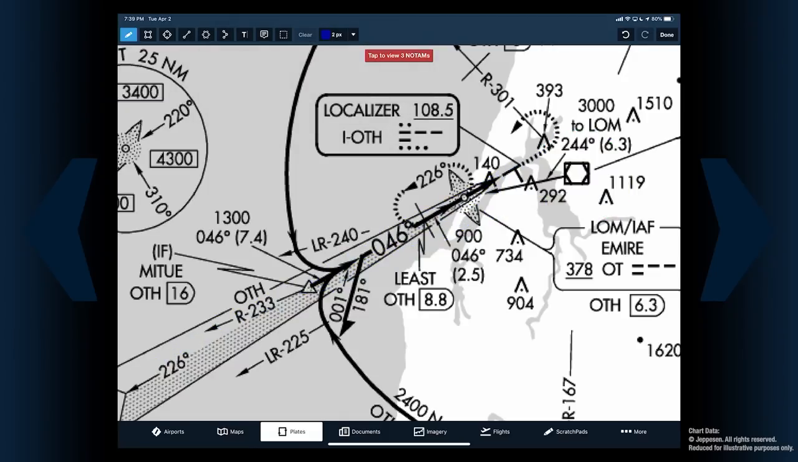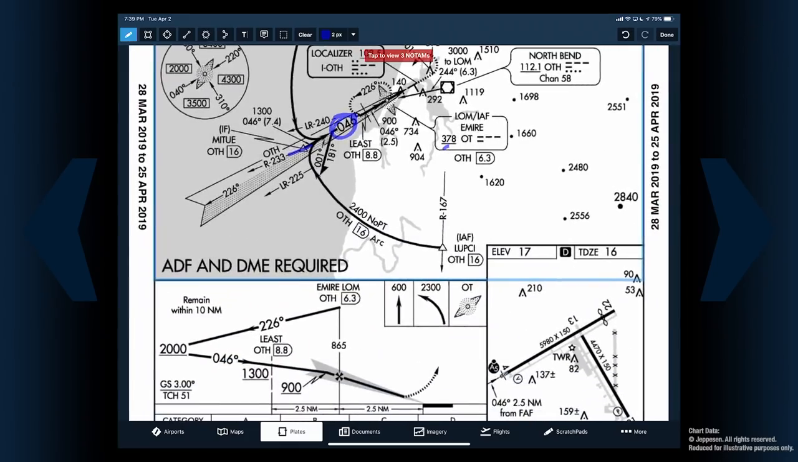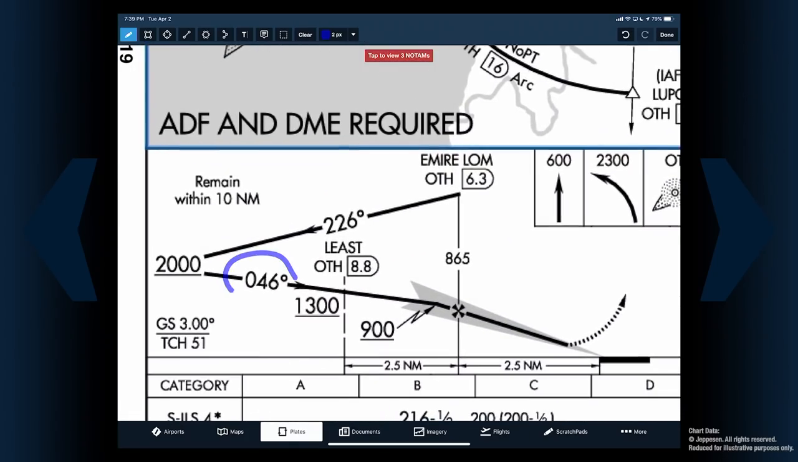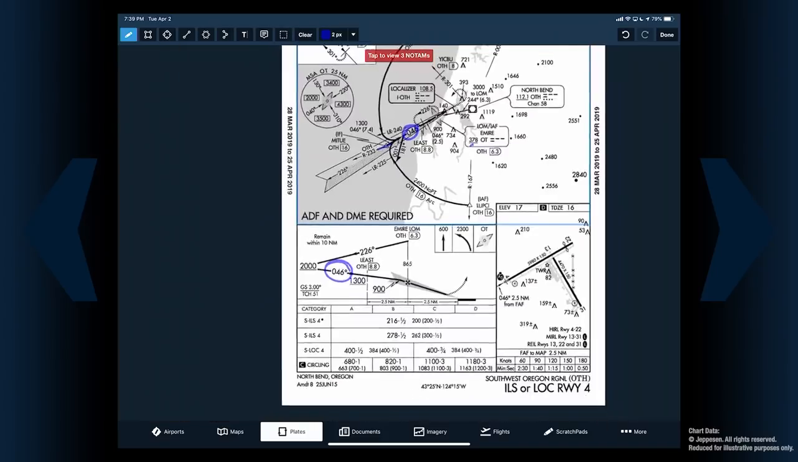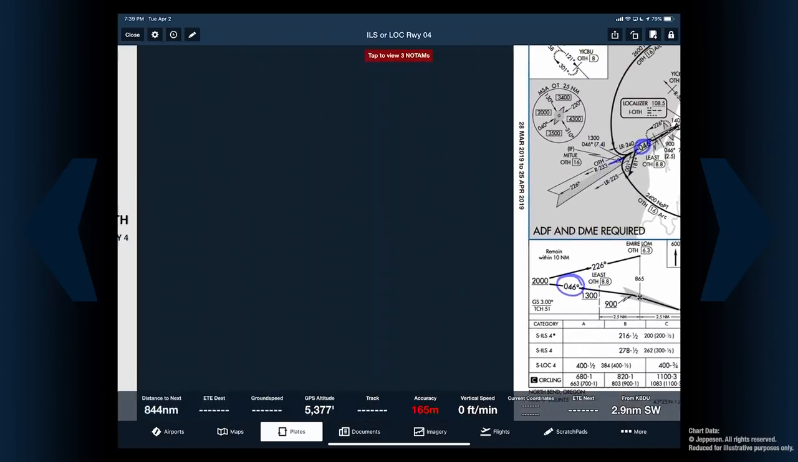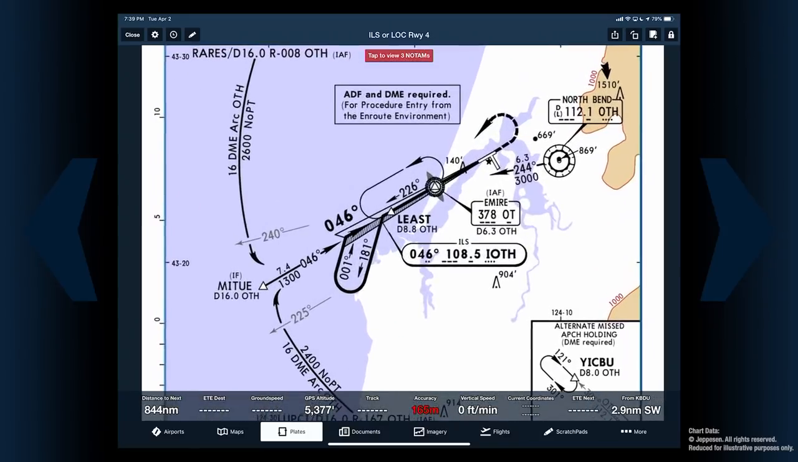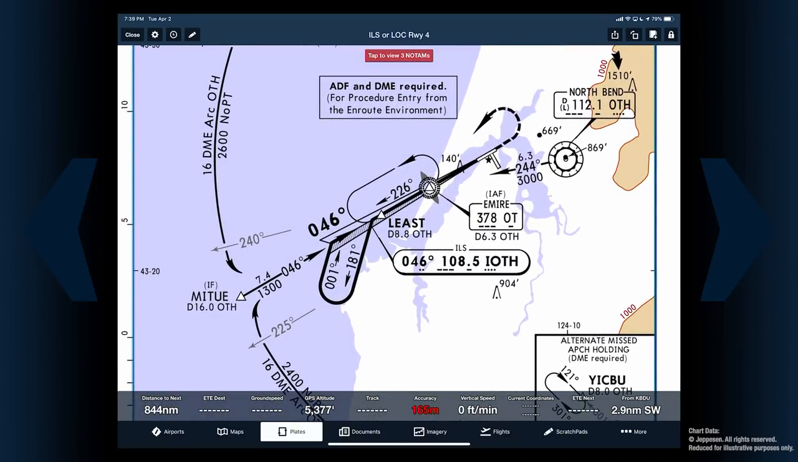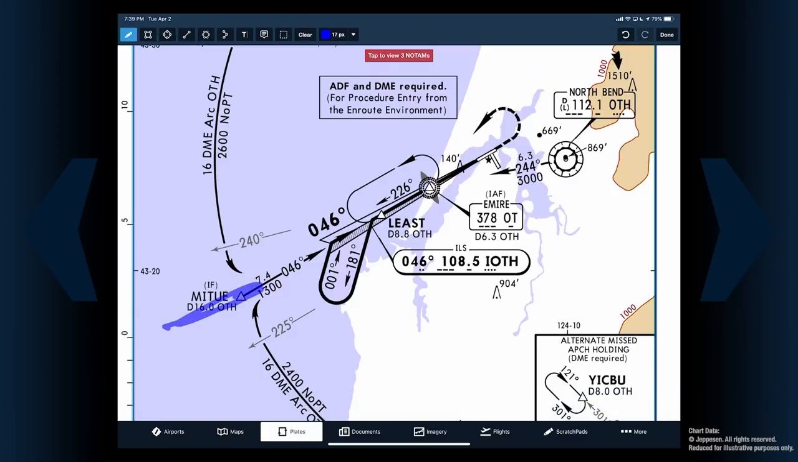So you really want to be careful when you're trying to figure out what your inbound course is. We know what our inbound course is because it's published right here. And if we take a look down here, this is an FAA plate. You'll see it right there. If we look at the Jeppesen plate, I actually think they're a little bit simpler. What they don't publish is the end of the arc here, but you can see here the inbound course is 046. So that's why those two are different.